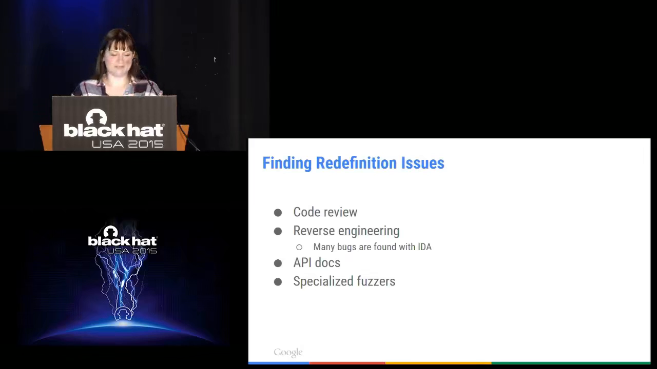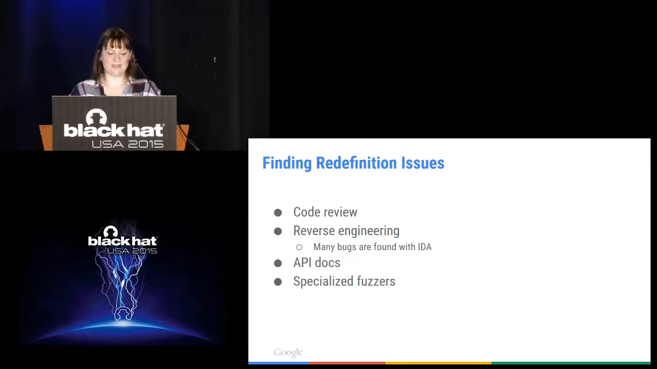Another possibility is using reverse engineering. I actually think the majority of these types of bugs are found using IDA, and this is the same concept. Basically, if you can find the function in IDA where there are calls into script or where object properties are accessed, you can use that to find places where it's a good idea to look for these types of bugs.